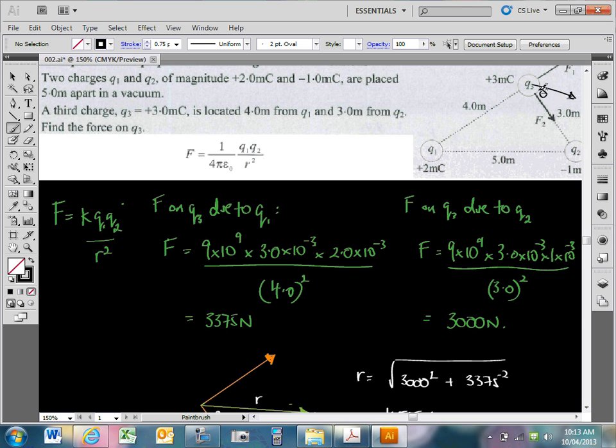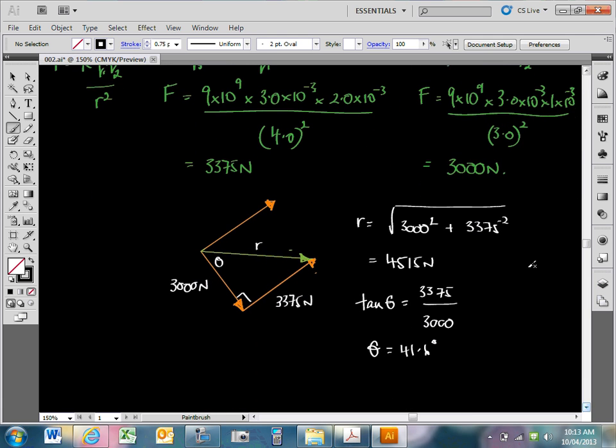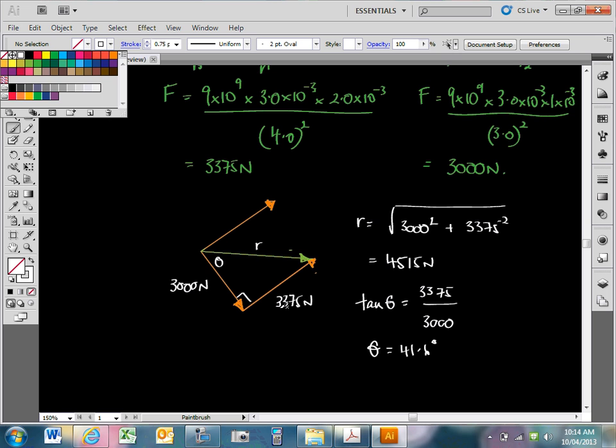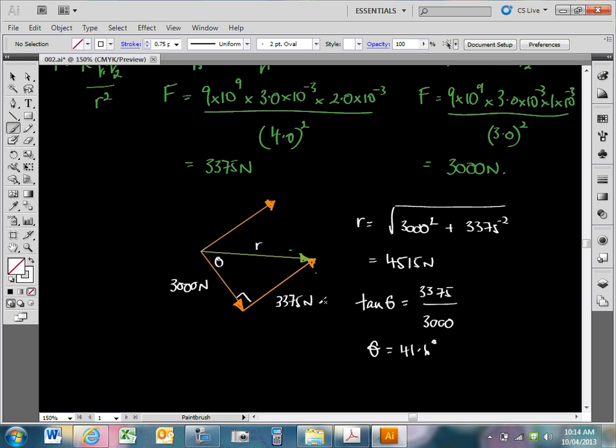In the book, what they do, and those people that are stating some ideas, they're valid ideas, they state them relative to the three charges, the line joining, for instance, these two charges. So look at the line joining Q1 and Q3, or the line joining Q3 and Q2. You can state it relative to that. And what they do in the book is say this: the resultant force on Q3 is 4,515 newtons at an angle of 41.6 degrees to the line joining Q1 and Q3.